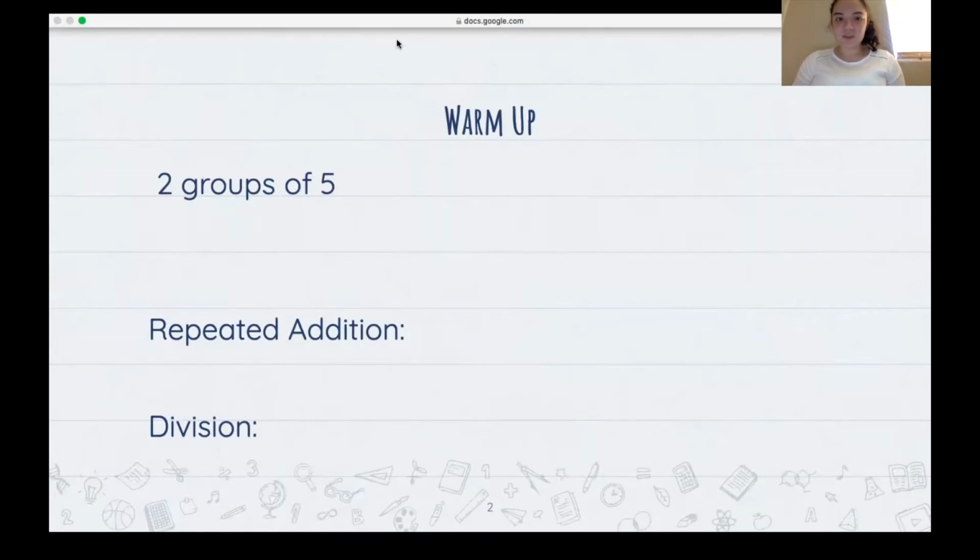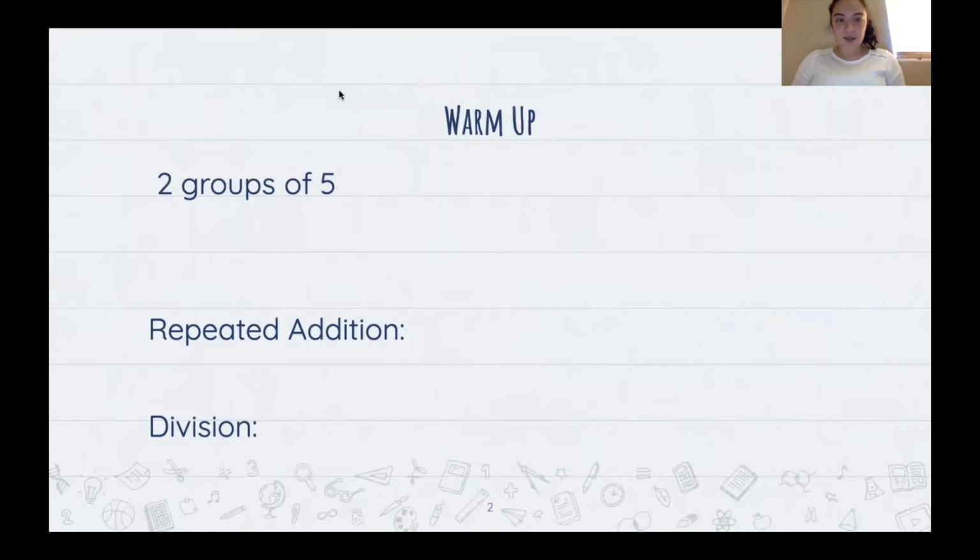I'm just going to use my stamper real quick and create an array with two groups of 5. I'm just going to use some stars. 2 groups, 5 each. Go ahead and draw that out on your whiteboard. It should look something like this: 1 group of 5 and 2 groups of 5. So that's what it should look like.